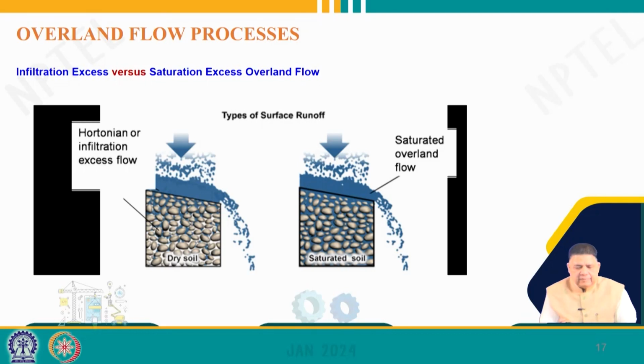We can also understand this in a simpler way. If you look at these two soil columns, this is a dry soil column and when precipitation occurs on a dry soil column, it first satisfies or saturates the soil and then overland flow starts taking place, and that is Hortonian or infiltration excess flow. In the other case, the soil column is saturated and because it is already saturated, whatever precipitation occurs starts flowing in the form of overland flow. So, it is called saturation excess or saturated overland flow. So, these are the two different processes.